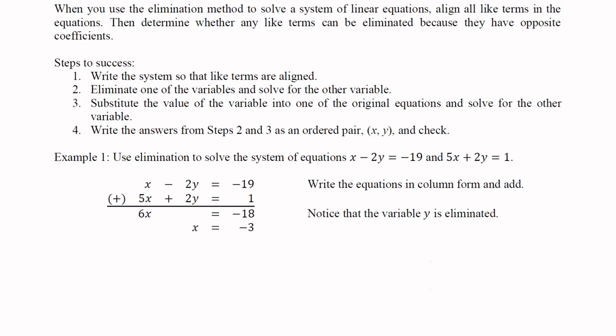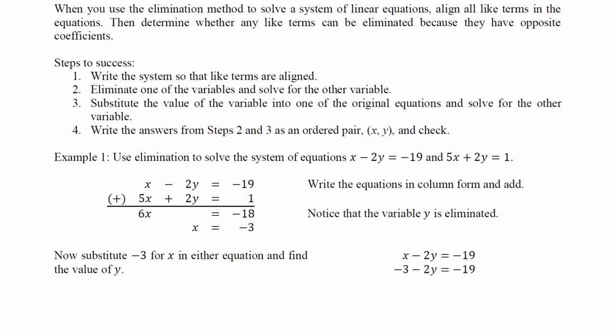That allows us to solve for x by dividing each side by 6, which gives us x equals negative 3. Now that we have negative 3 as our value for x, we're going to substitute it into either equation and find the value of y. I will always suggest using the equation that looks easier to work with. In this case, x is all by itself in the first equation, so I'm going to plug it into the first equation, add 3 to each side, and then divide by negative 2 to get y equals 8. So now that we have an x value and a y value, you can write the solution as (negative 3, 8).